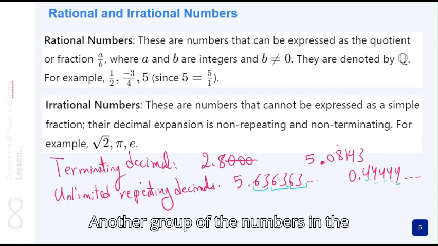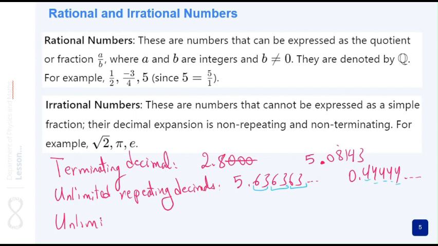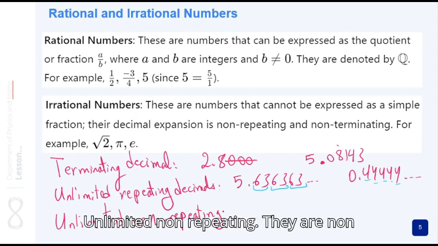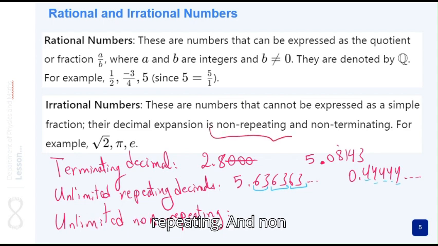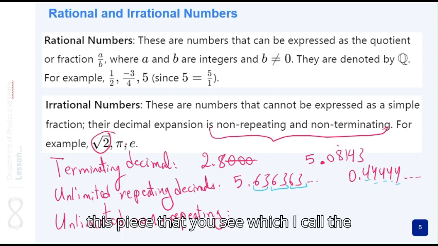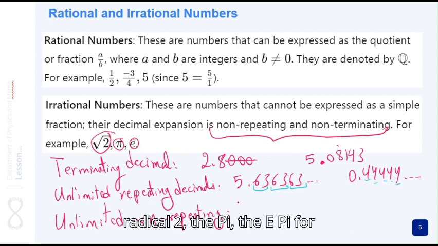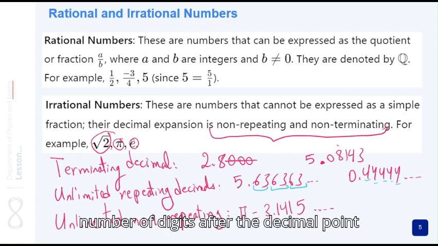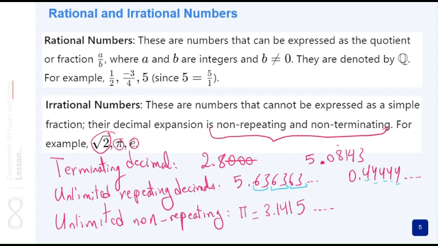Another group of the numbers in the real number set is the unlimited non-repeating decimals. They are non-repeating and non-terminating decimals. These numbers are like the radical 2, the pi, the e. Pi, for example, is equal to 3.1415 blah blah blah. You can use a Google search or a calculator that gives you a huge number of digits after the decimal point, and you can see pi for a long time.